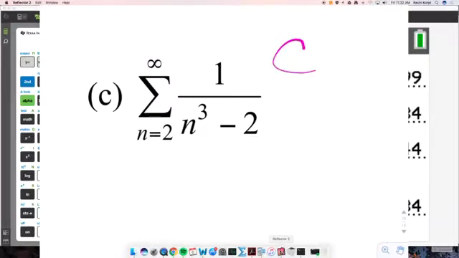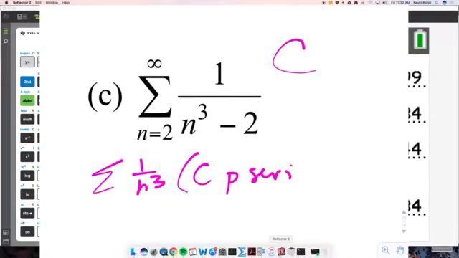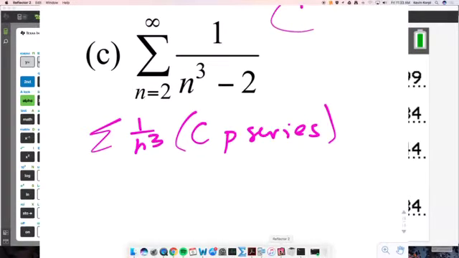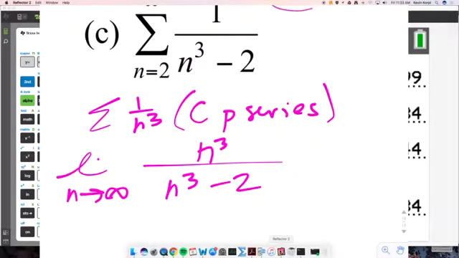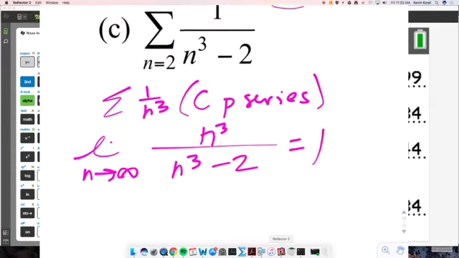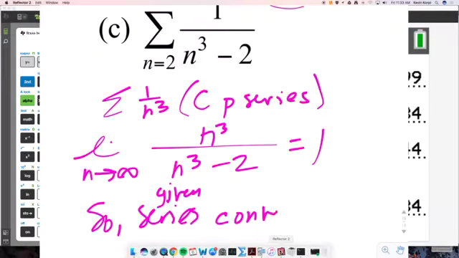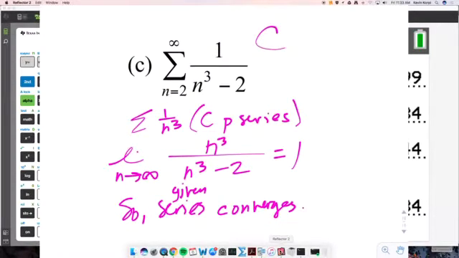It's convergent. So if we do the limit comparison test, we're going to compare it to 1 over n cubed, which is a convergent p-series. Yes? I'm not going to write out all the notation. So when we do the limit, it's the limit as n goes to infinity of the given one, which is 1 over n cubed minus 2. And if I divide by 1 over n cubed, it's the same as multiplying by its reciprocal, so I get that. And of course, now leading coefficient over leading coefficient is 1. Is 1 positive and finite? Yes. So the given series converges as well.